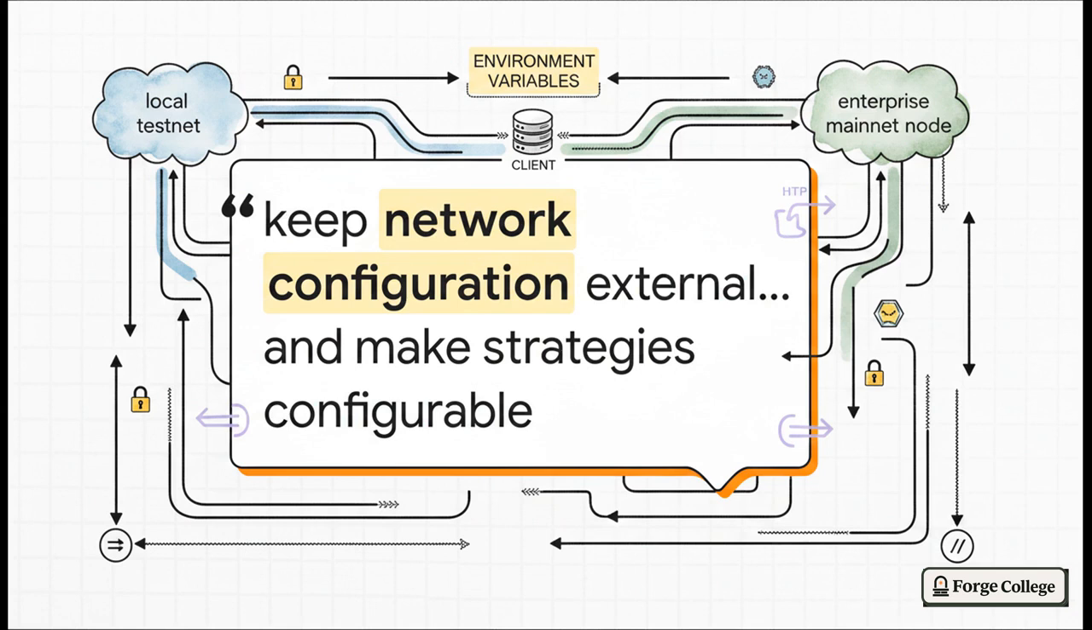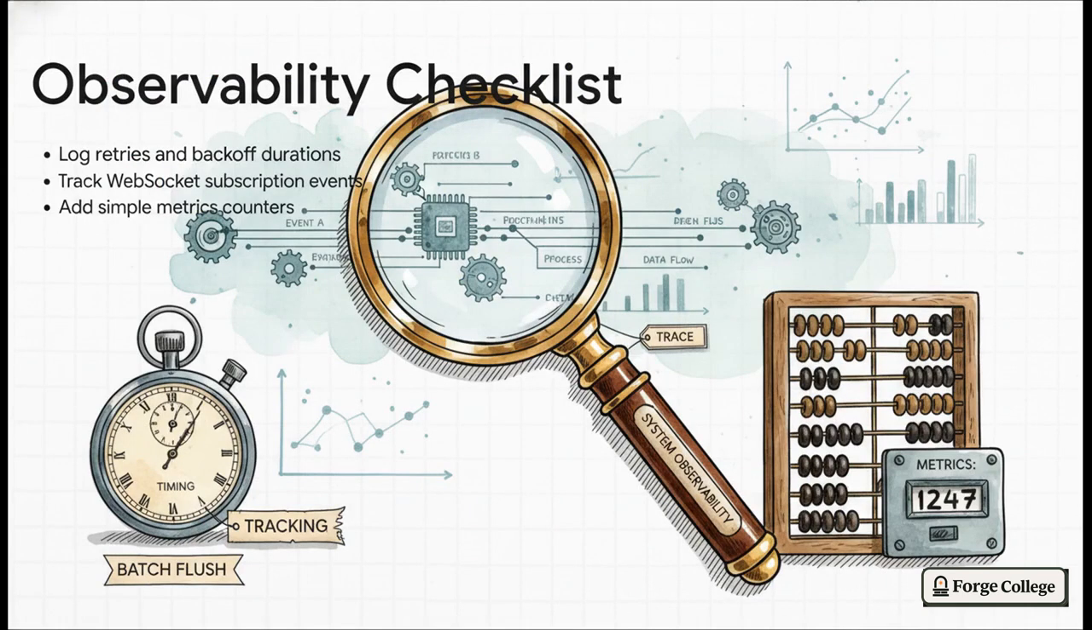Use environment variables for your HTTP and WebSocket URLs. Never, ever hardcode your endpoints. By keeping your network configuration external, you ensure your client is effortlessly portable. You can switch from local testnets to enterprise mainnet nodes instantly without having to change a single line of your core logic. And hey, you cannot deploy what you cannot measure, right?